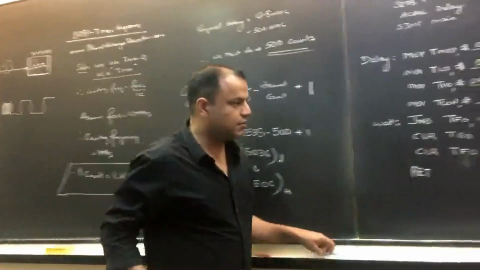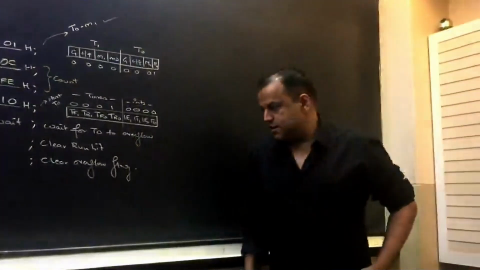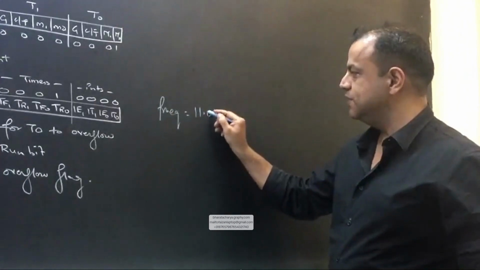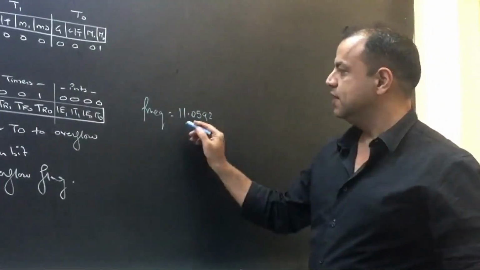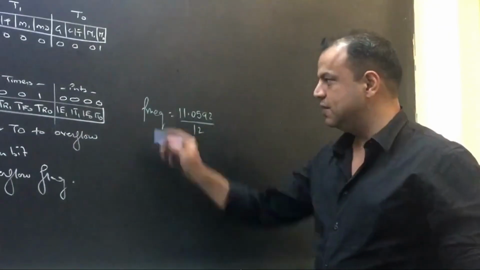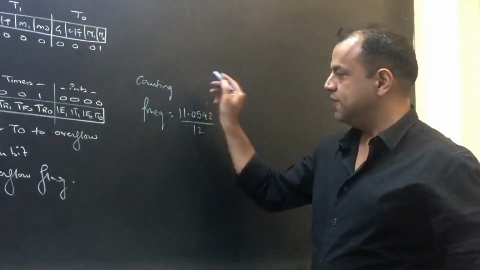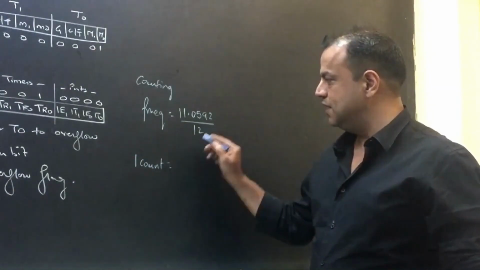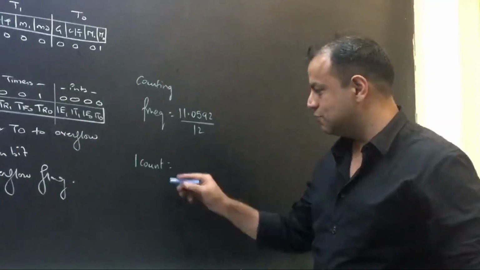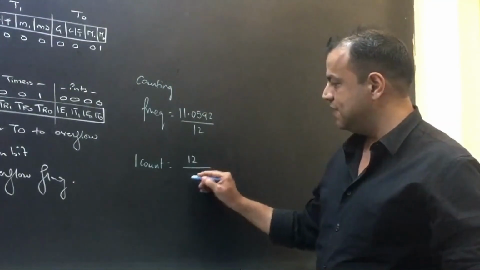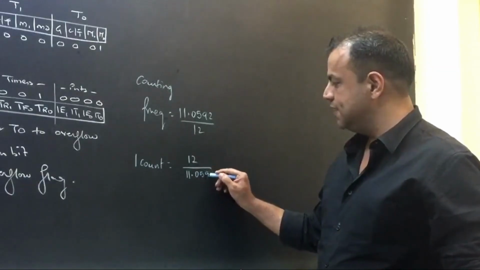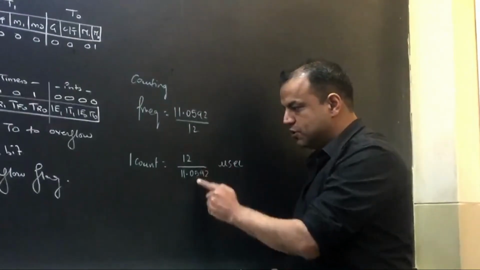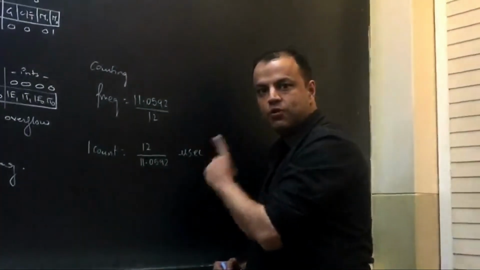Let's do it mathematically. Come on, look here. Instead of 12 megahertz, your counting frequency is 11.0592 megahertz divided by 12. F oscillator divided by 12. This is your counting frequency. If this is your counting frequency, that means one count will give you a delay of exactly the inverse of this. Are you clear? So one count will give you a delay of 12 divided by 11.0592 microseconds. Again, if you were counting at 12 megahertz, you would have got exactly 1 microsecond. One count would have been 1 microsecond.